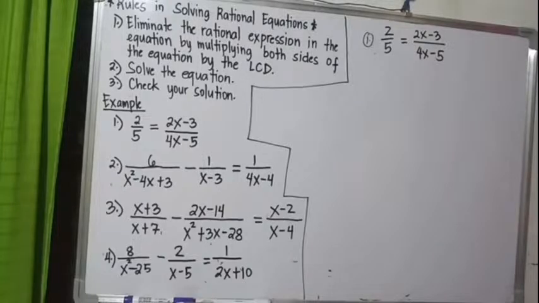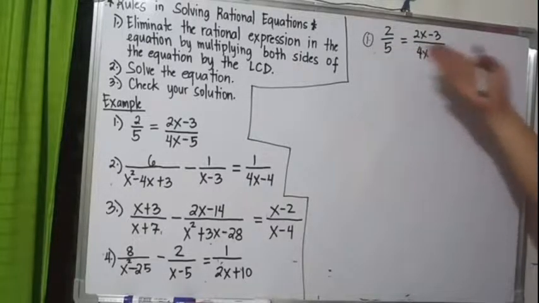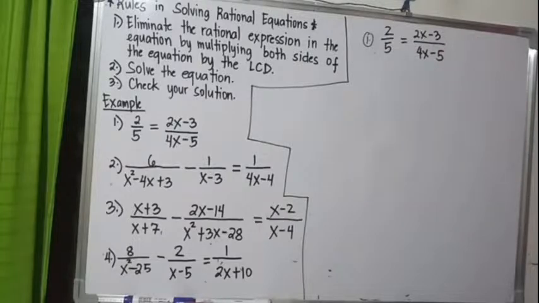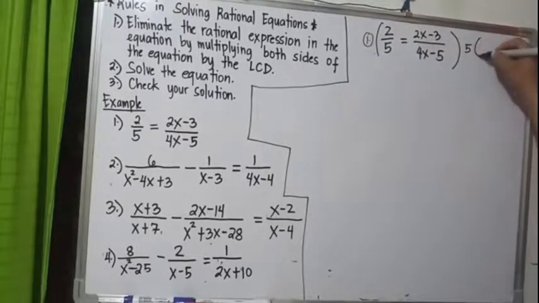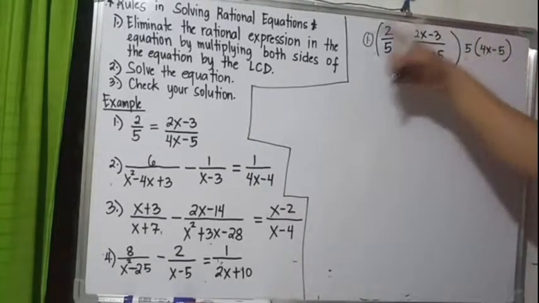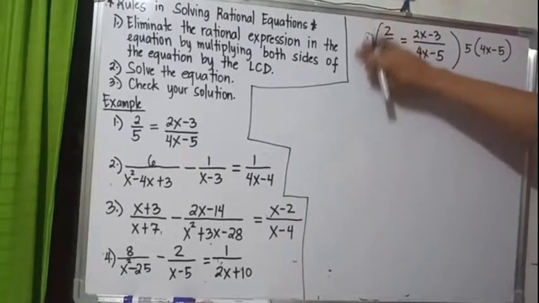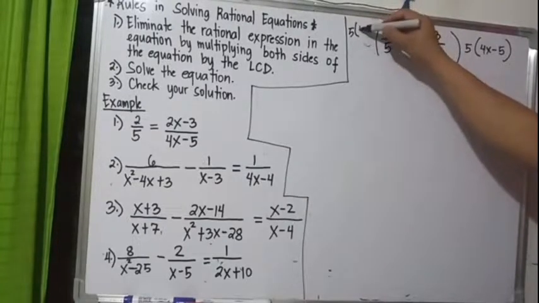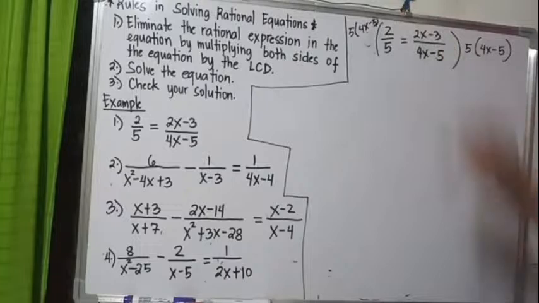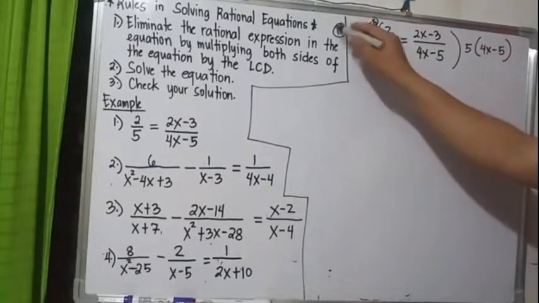Okay. So kung ano yung denominator, that is your LCD. So based on this given example, ano yung denominator natin, that is our LCD. So ang LCD natin ito is 5 times 4x minus 5. Multiply both sides of the equation. So multiply natin ito, that is 5 times 4x minus 5. Okay, that is example number 1.